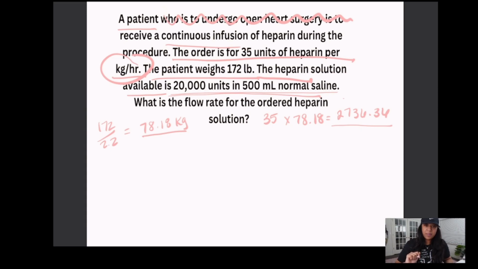So let's set it up as a ratio and proportion. Now, I am a ratio and proportion advocate. I don't like dimensional analysis because I feel like it's too many different parts. The less steps you take, the less mistakes you make. If dimensional analysis is your jam, then rock out. But baby, we're going to ratio and proportion it today.